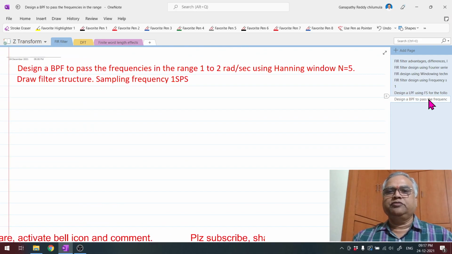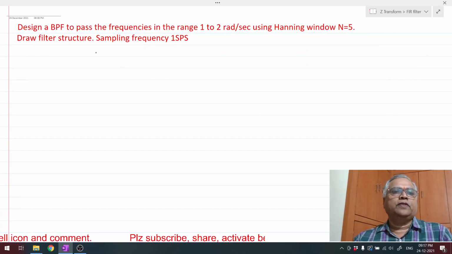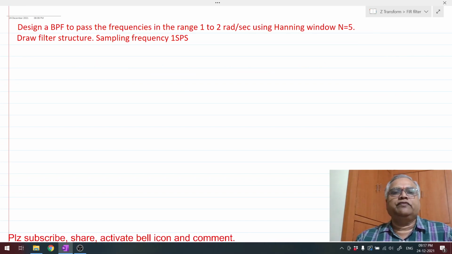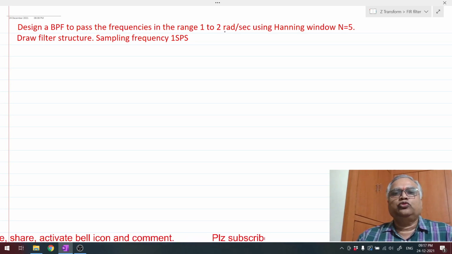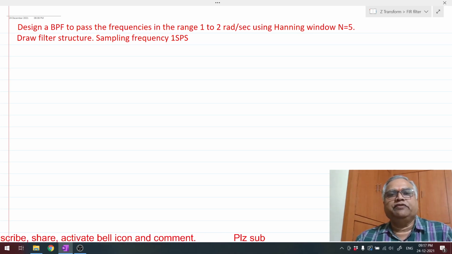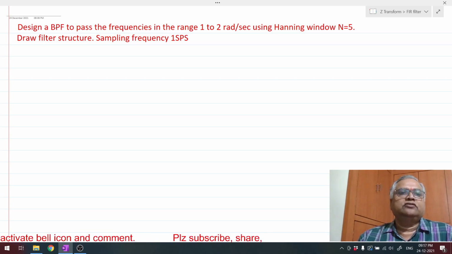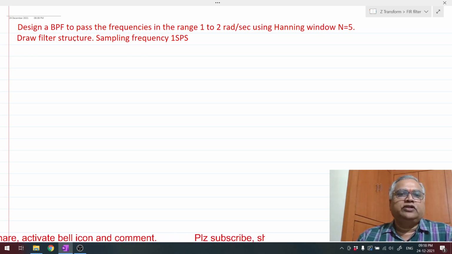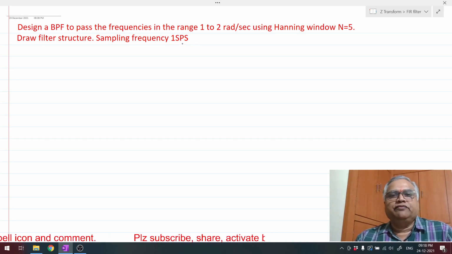Now let us look at another important one. Design a band pass filter to pass the frequencies in the range 1 to 2 radians per second using a Hanning window with N equal to 5. Draw the filter structure, sampling frequency 1 sample per second. So what kind of filter? Band pass filter. Lower cutoff 1, upper cutoff 2, Hanning window mentioned, N equals 5 given. Filter structure also we have to show, sampling frequency given.